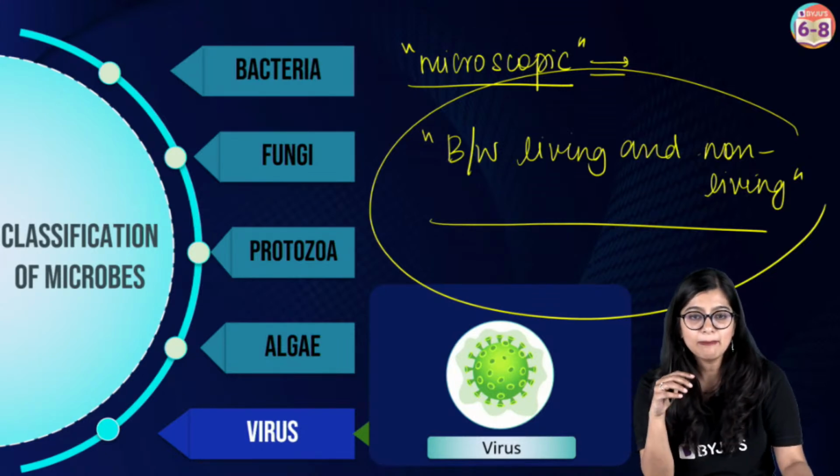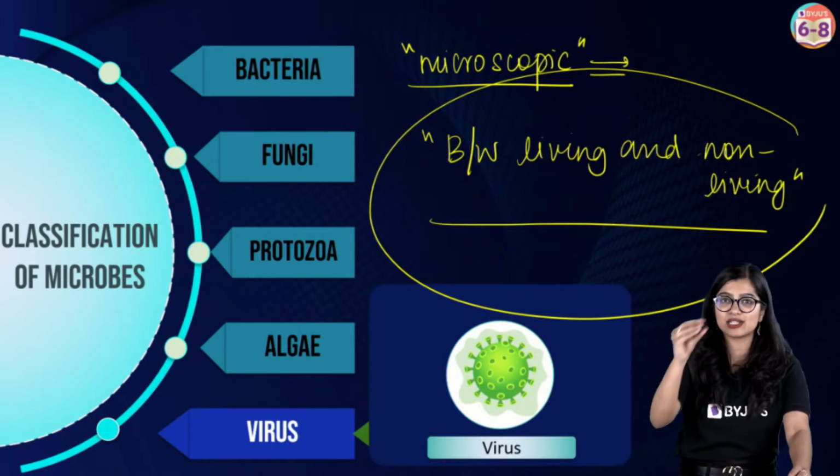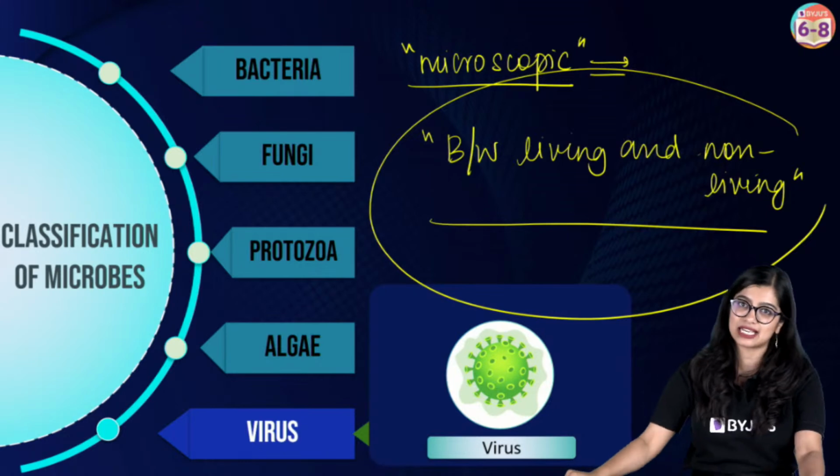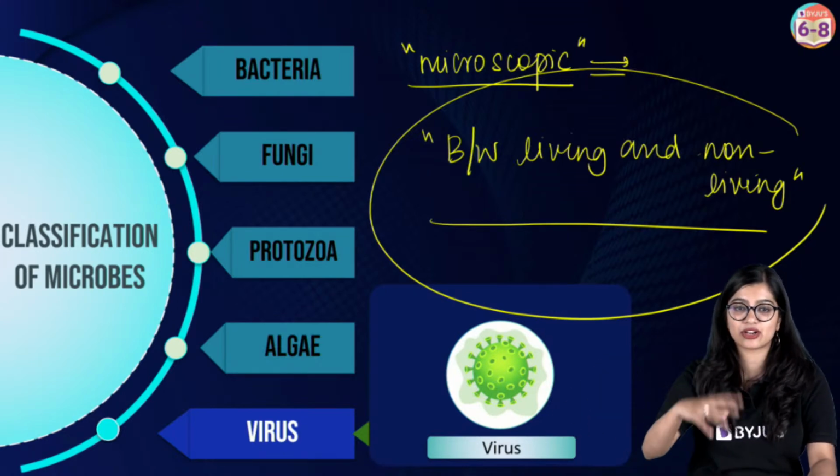Ma'am, Volvox is unicellular or multicellular? Oh, very good question. Volvox is made up of many tiny compartments, so it is considered multicellular, right? Yes, but it's a microscopic organism.